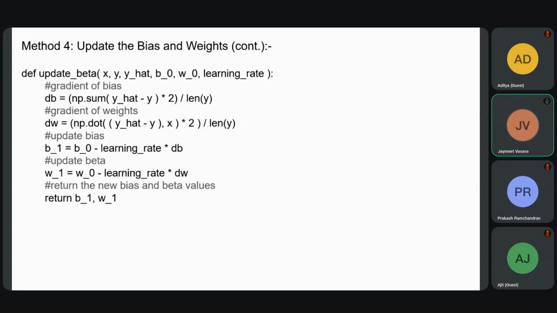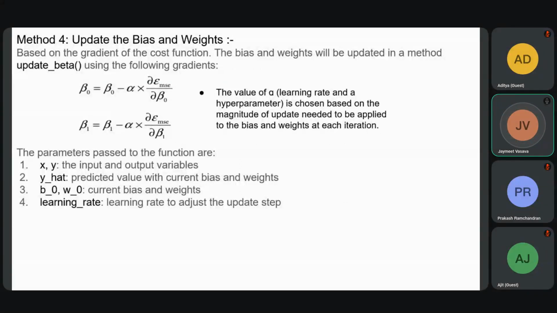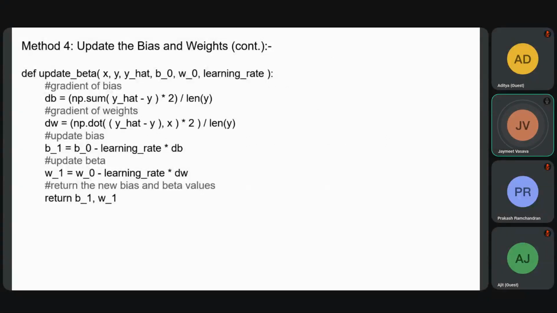So in update beta, you can see the parameters x, y hat, bias 0, weight 0, and learning rate. Basically, what we have done is we have translated the mathematical expression over here into this, and then returned the values in the form of bias 1 and weight 1.